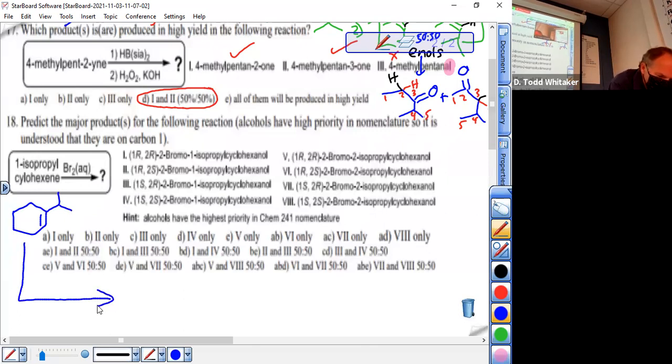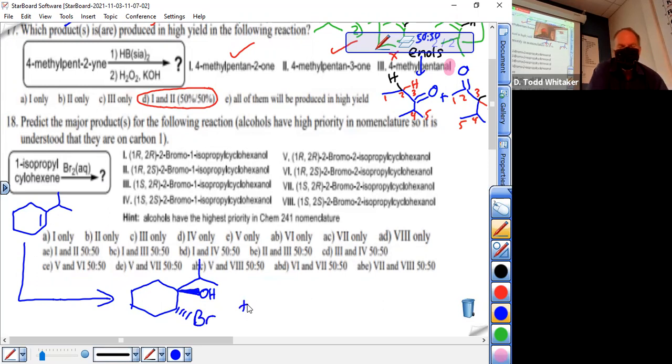Br2, aqueous. There's only one reaction this time. The 2 products you make, 2 only, are this one with the OH on the more substituted carbon and the Br on the less substituted carbon. It has the 2 prerequisite conditions of regioselectivity and stereoselectivity.